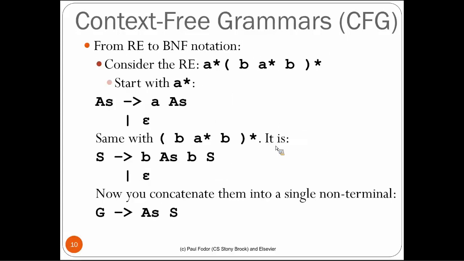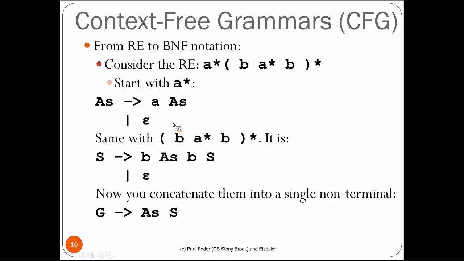Okay. Regular expressions can also be represented in the BNF notation. Again, we basically can write every Kleene star as a recursive rule. So we start with A star, and we basically get any number of A's is an A followed by any number of A's or epsilon.